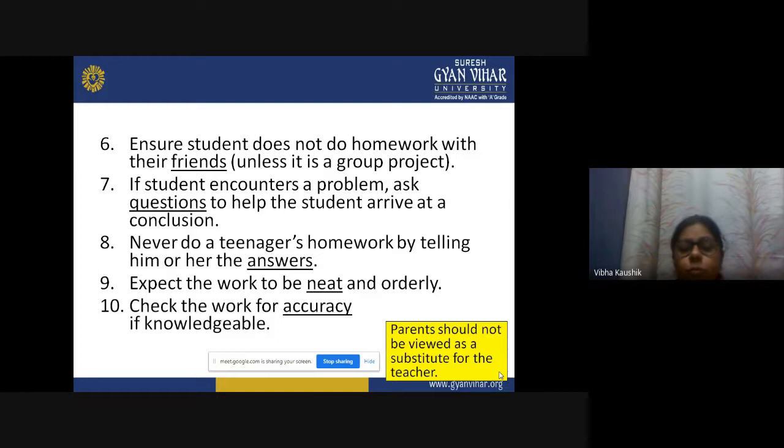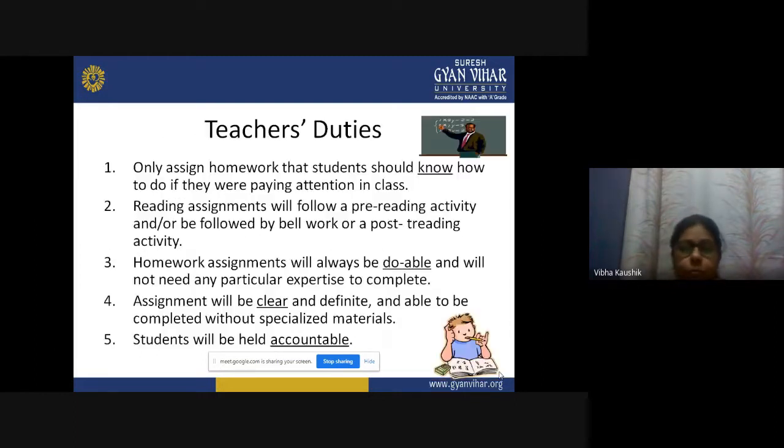Parents should not be viewed as a substitute for the teacher. Means we cannot view parents as the substitution for the teacher. Now, the teacher's duty is to only assign homework that students should know. Means we have to assign only that homework that the student knows.